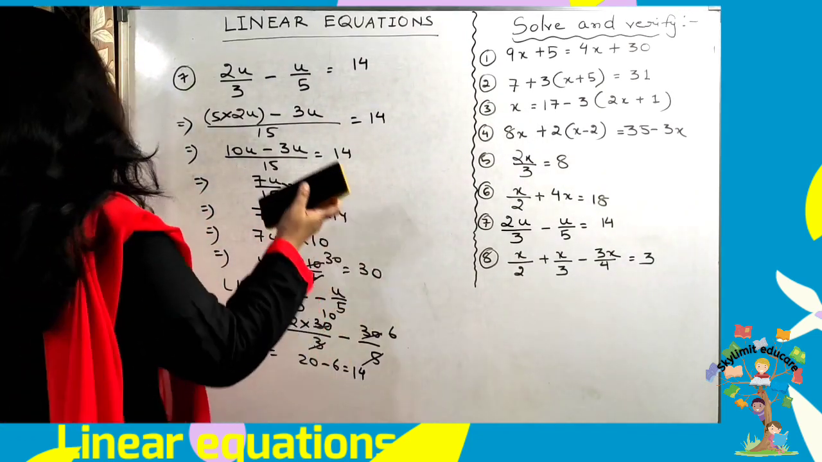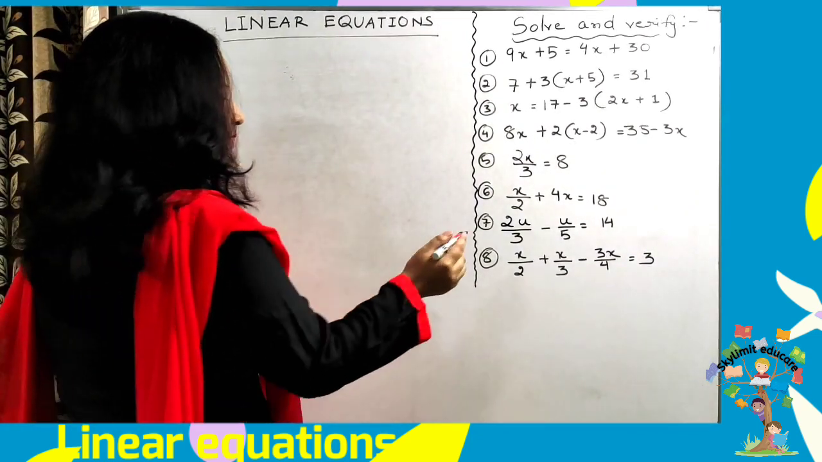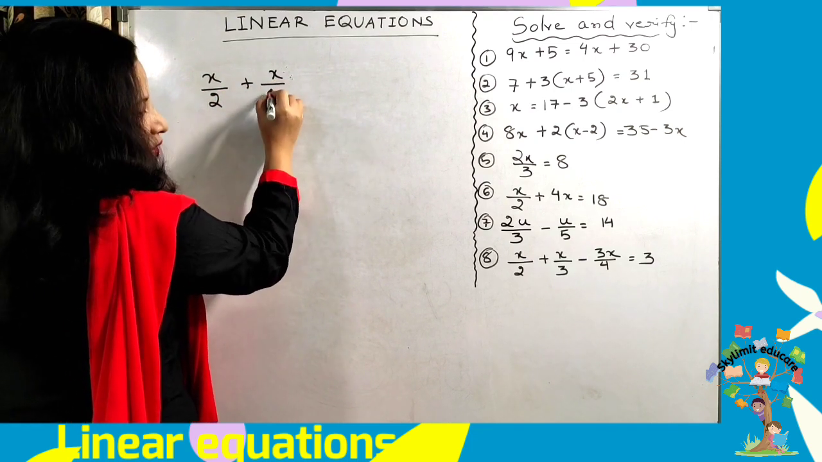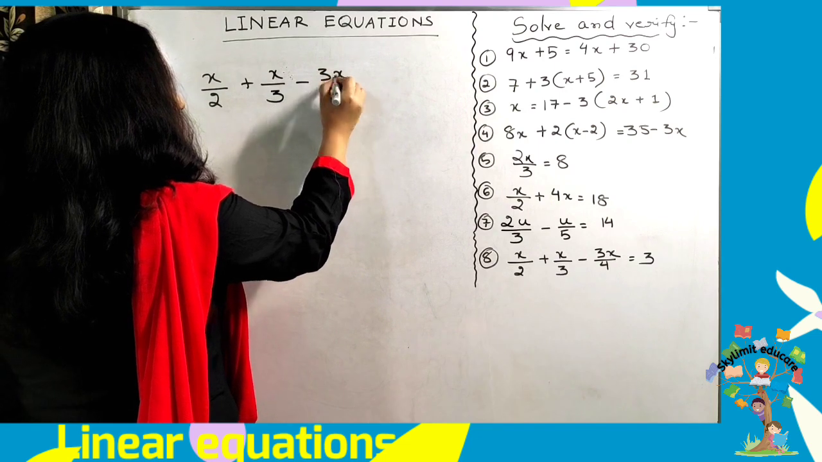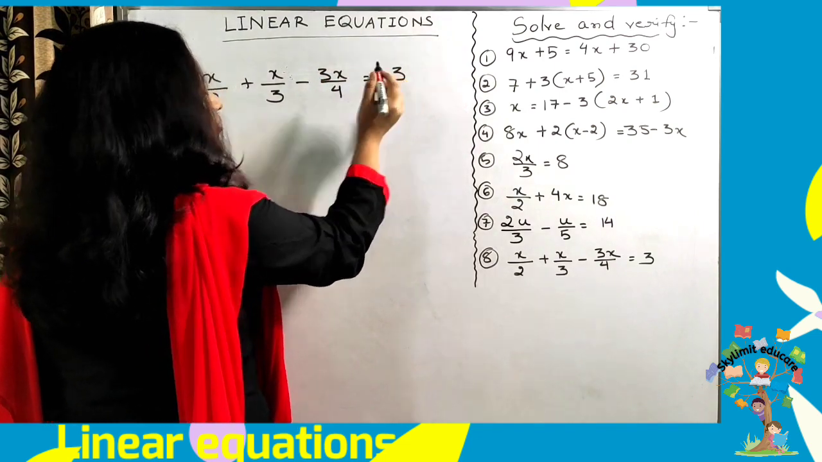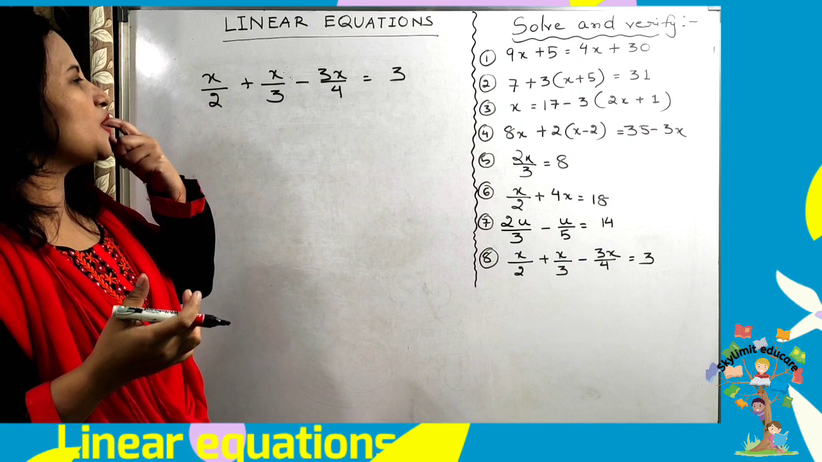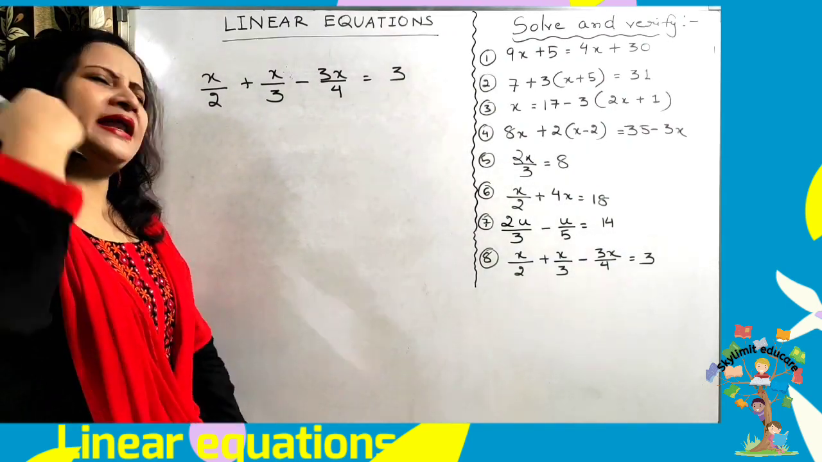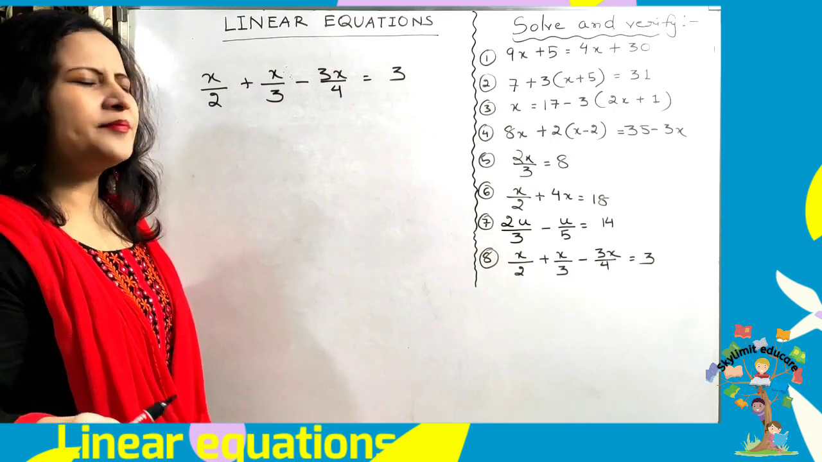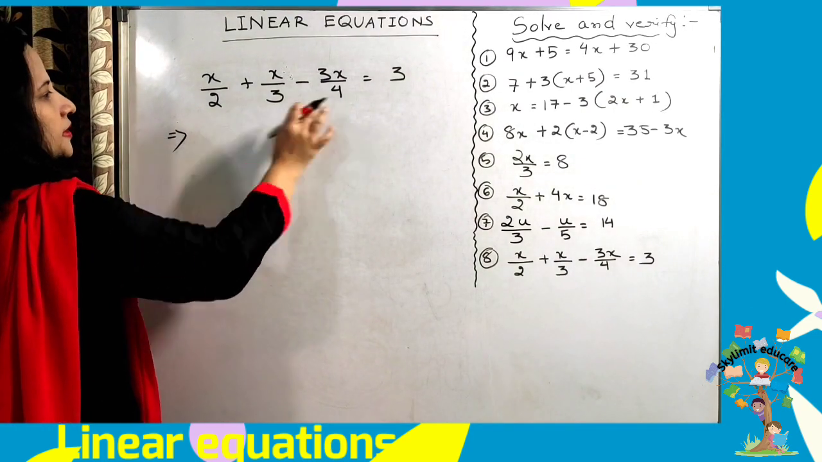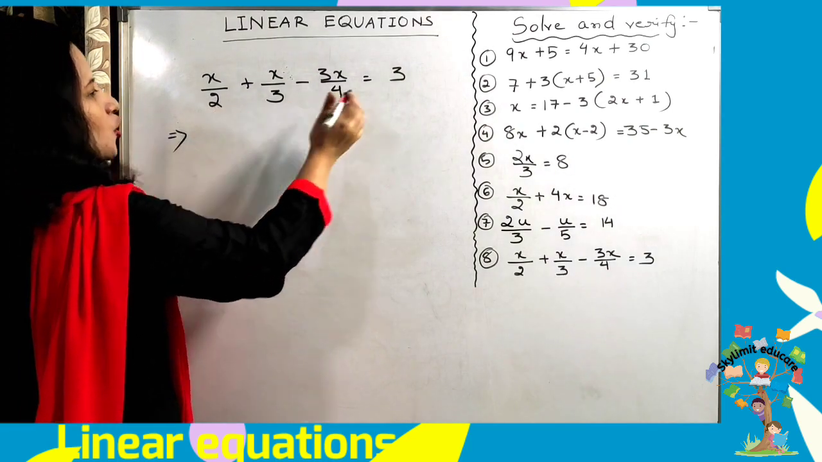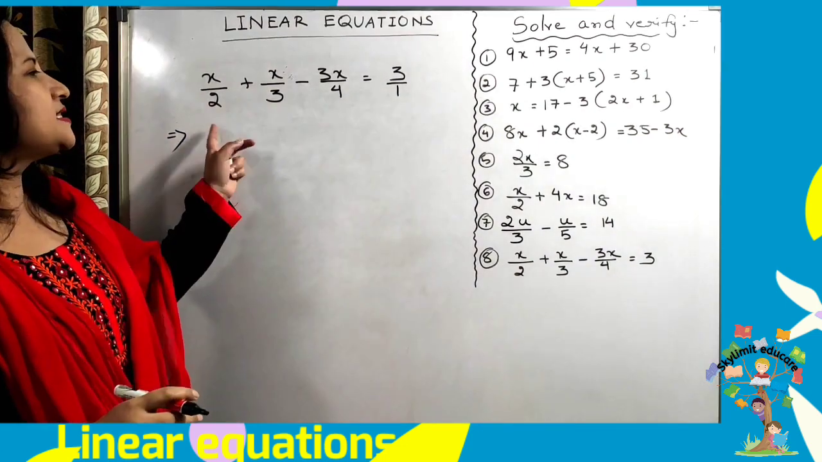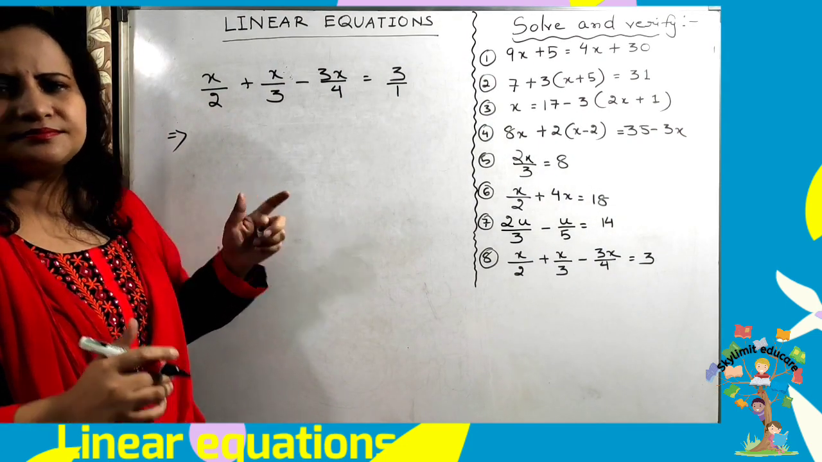Right. So let's come to the next question. x over 2 plus x over 3 minus 3x over 4 is equal to 3. Clear, everyone? So here also you can go for the LCM method. By any LCM method you can solve it. Okay. So just see what I have done here. Now you can see the denominators here: 2, 3, 4 and 1. So what will be the LCM of these 4 denominators?